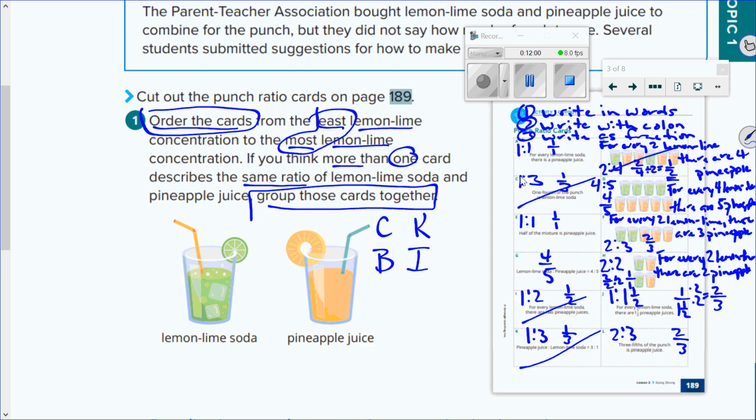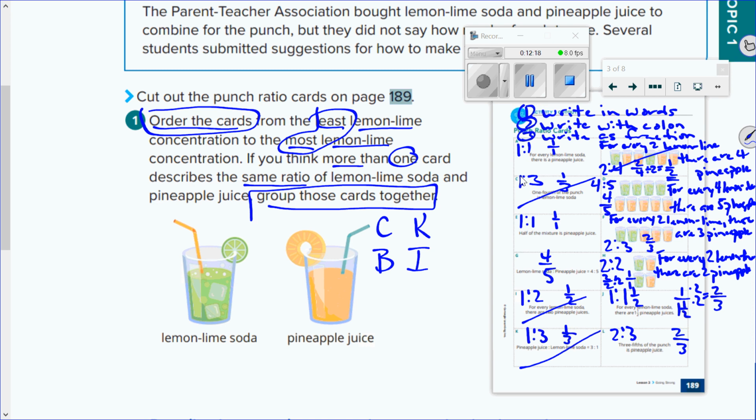Which one of those is smaller? 2/3. Again, we'll go back to last class. If I'm dividing it into 5 sections and I've got 4 of them, that's going to get me closer to 1 than doing 3 sections and 2 of them, right? So 2/3 is my next smaller one.